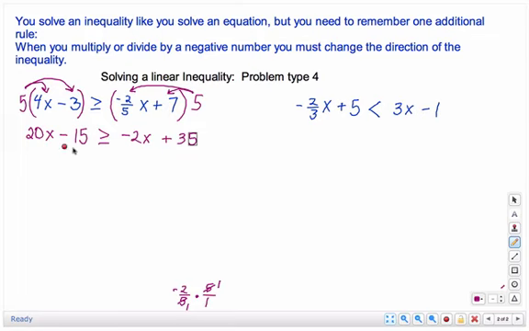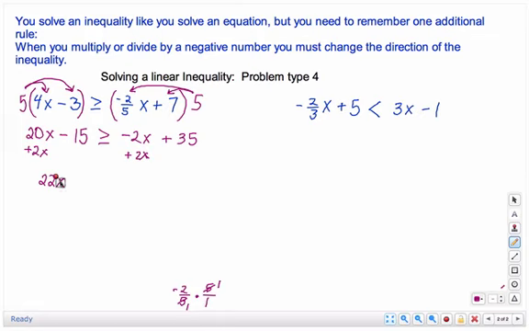You have x's on both sides and constant numbers on both sides. So let's combine the like terms. We need to move the negative 2x over to the other side. We do that by adding a positive 2x to both sides. So that's going to give you 22x.